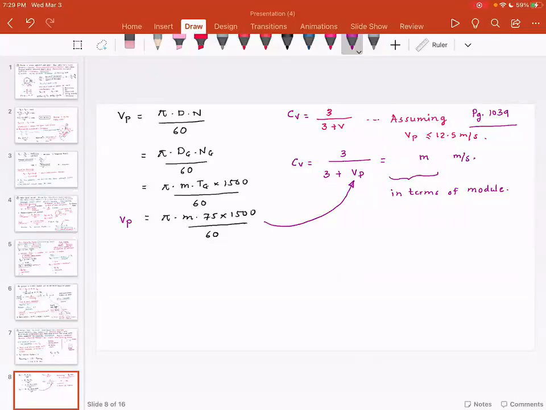Okay, welcome back. So we will continue the problem. The next step is we have to find out the value of module, and we can assume module to face width ratio. So face width divided by module, and that ratio is anywhere between 9.5 to 12.5. So this ratio is usually between 9.5 to 12.5. So I'm going to assume B by M ratio is equal to 10.